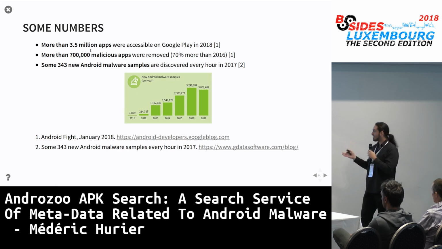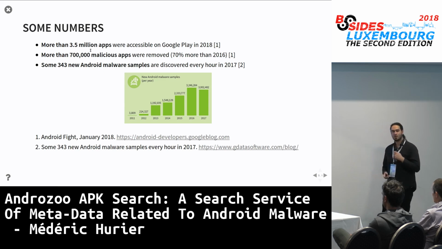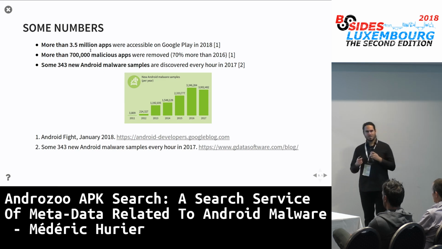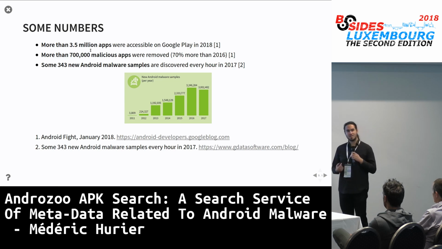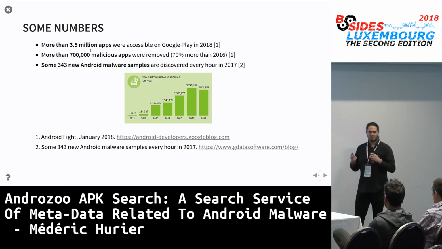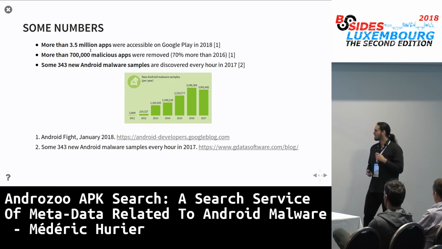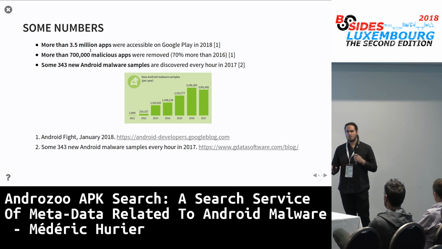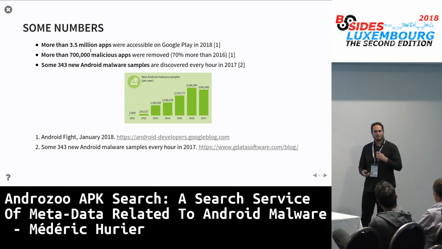The first two points come directly from the blog of the Android security team. In 2018, there were 3.5 million applications on Google Play. And the same year, the team removed 700,000 applications that were considered harmful or malware, which is a lot. And by the way, it does not include the applications they are currently not detecting. So it's just the ones that they are currently able to detect.